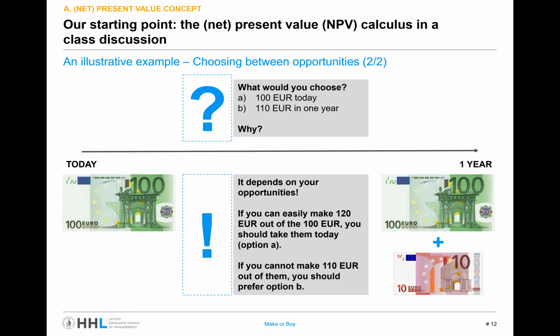We would basically focus on the very first dimension. So the question is, what can you make with your 100 today? And is that more than the 110 in 1 year? Obviously it depends. Sometimes you have the opportunity, sometimes you don't. What is important is that investing the 100 today, if you want to compare it to the 110 in 1 year, has to have the same risk class.